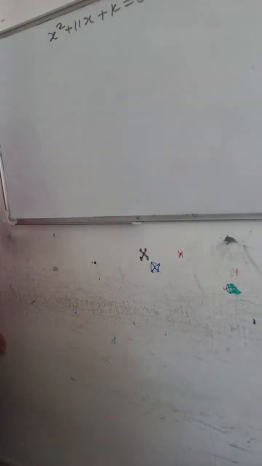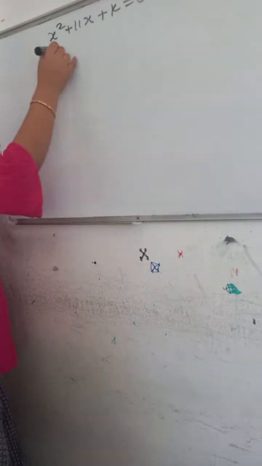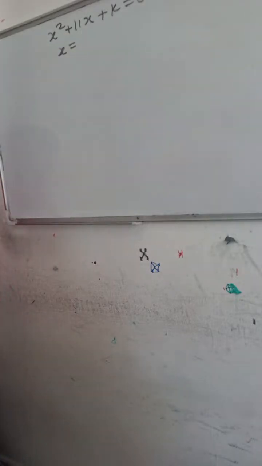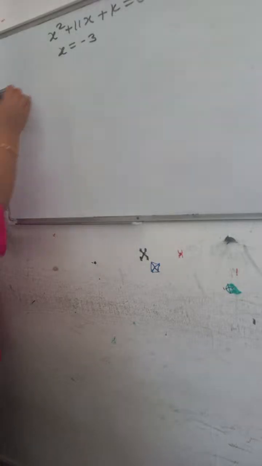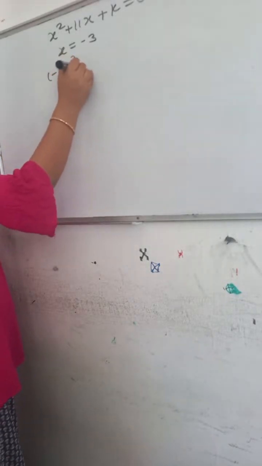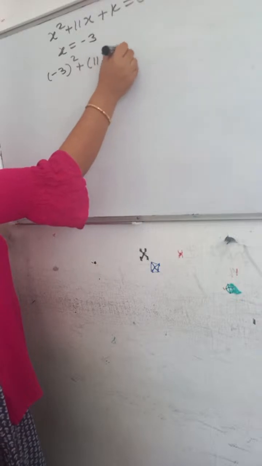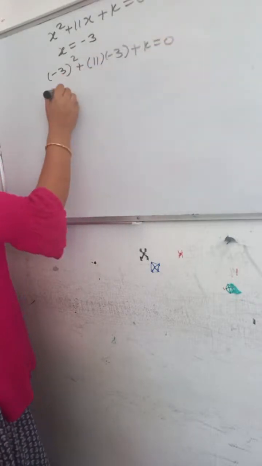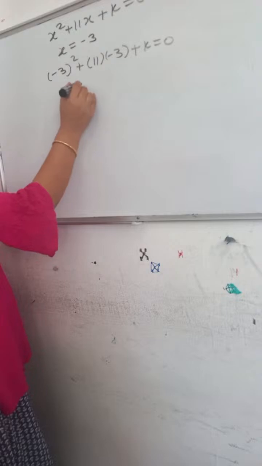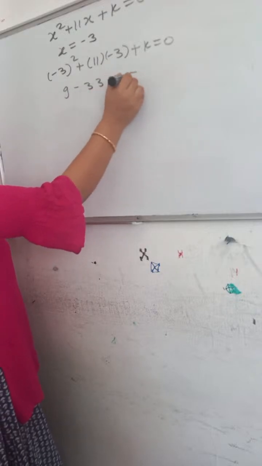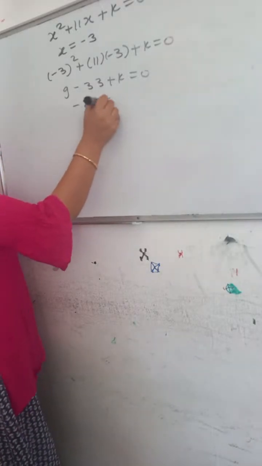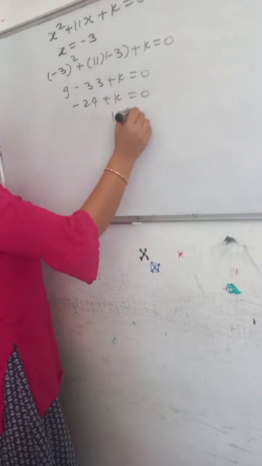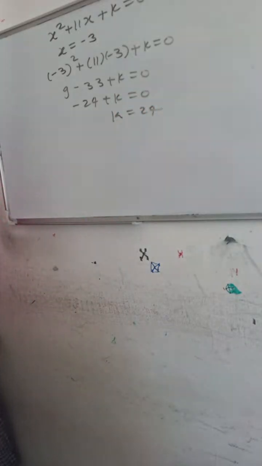And now they are asking us to find out the value for k, and x value is given, that is equal to minus 3. Can you calculate here? So here minus 3 square plus 11 into minus 3 plus k is equal to 0. Yeah, this is 9. Then it will become minus 33 plus k is equal to 0. 9 minus 33 is how much? Minus 24. Plus k is equal to 0. So k is equal to how much? 24 is the answer.